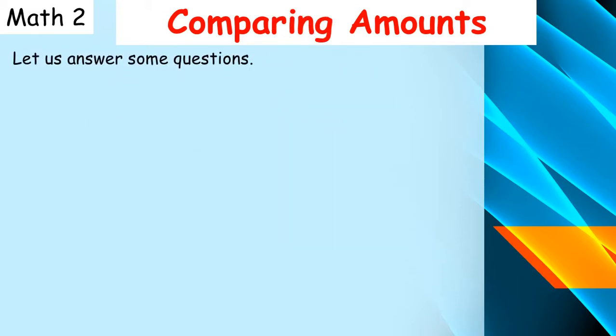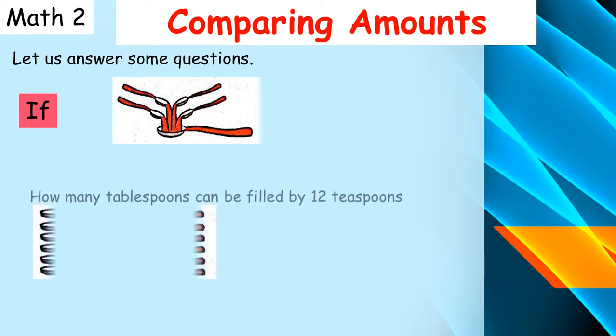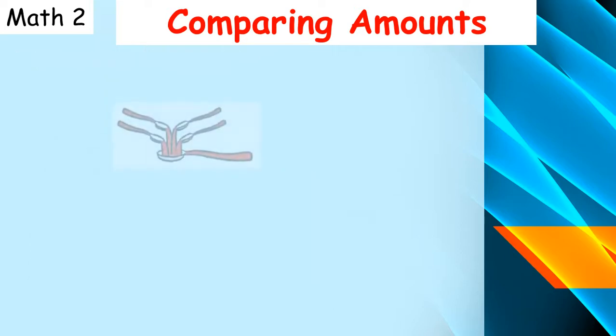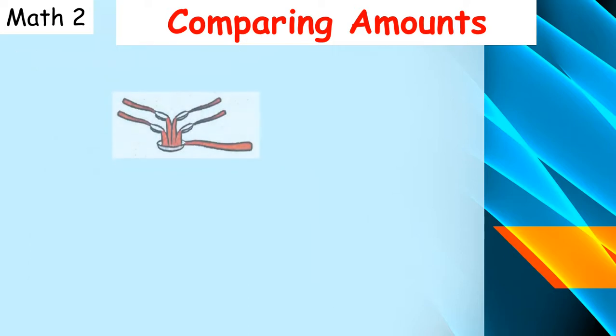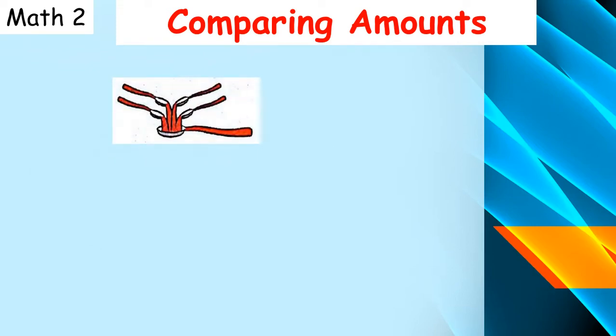Now let us apply the idea of equivalences and answer these questions. If 4 teaspoons can fill 1 tablespoon, how many tablespoons can be filled by 12 teaspoons? To answer this question, we need to consider the equivalent measurements that were given: 1 tablespoon can be filled by 4 teaspoons.